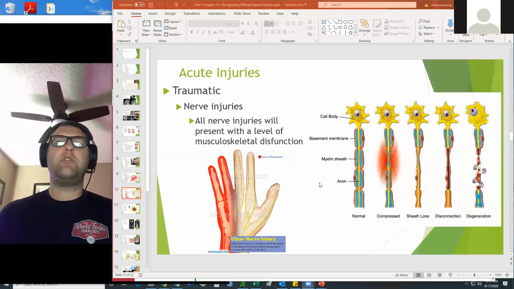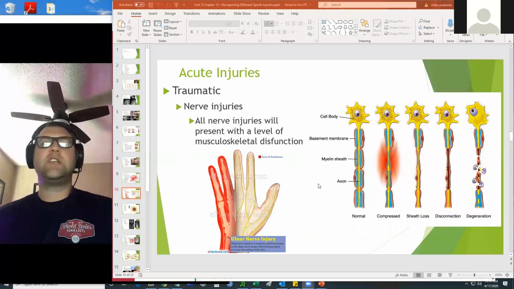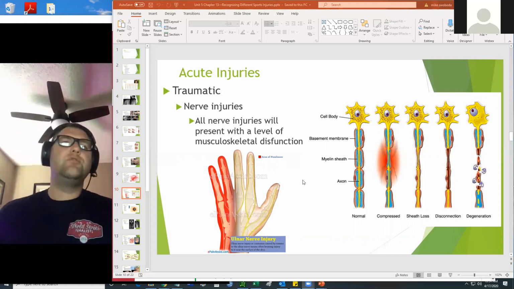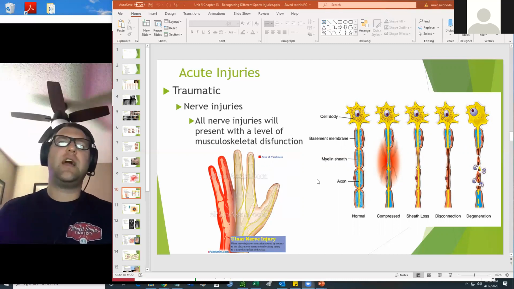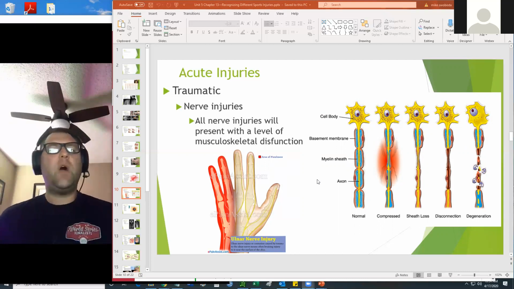Now, nerve injuries, we've gone over these a little bit. You're not going to see too many nerve injuries in sports, aside from, say, a spinal cord injury. Usually this is going to be some sort of underlying dysfunction, so you usually have some other musculoskeletal dysfunction. The big one you'll see is an ulnar nerve injury.